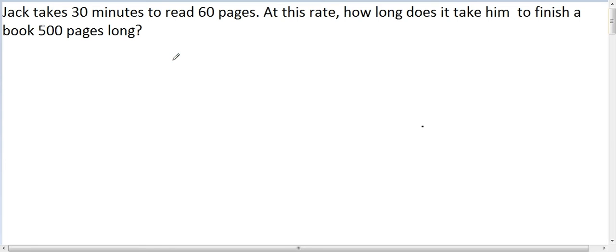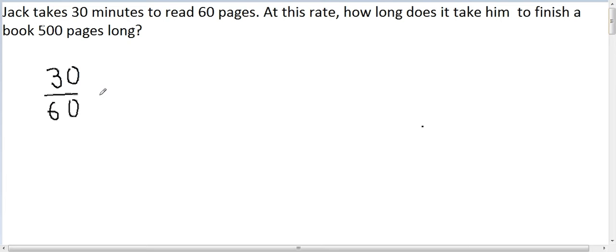The two quantities in this problem are the number of minutes it takes Jack to read, and the number of pages. So time and pages are the two quantities in this problem. And we're given one set of corresponding quantities: 30 minutes to 60 pages. So we can write a ratio of minutes to pages. So 30 minutes to 60 pages.